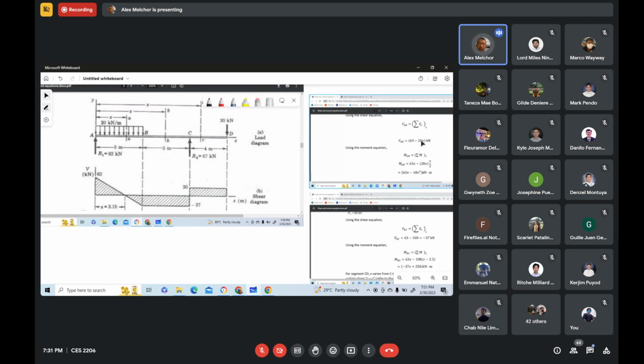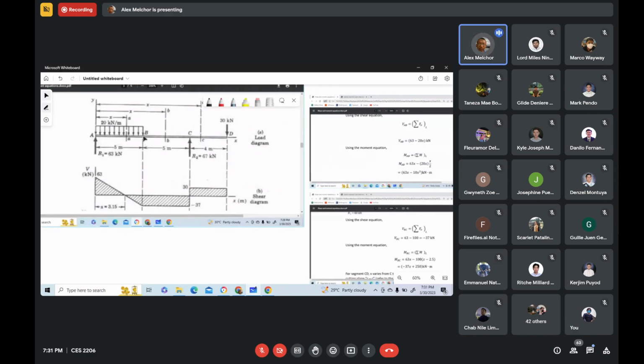Okay, that second term there is 0. We have 63 kN. So that's why you have 63 here. And then the shear at B. Okay, so what is the shear at B? B is the boundary between AB and BC. So in this case, you can use either the shear equation for segment AB or the shear equation for segment BC. Either of those two equations in those two segments, AB and BC. We will just use the shear equation for segment AB.